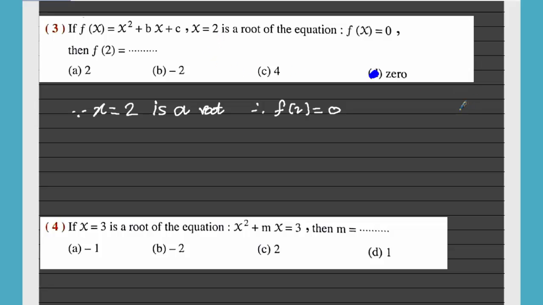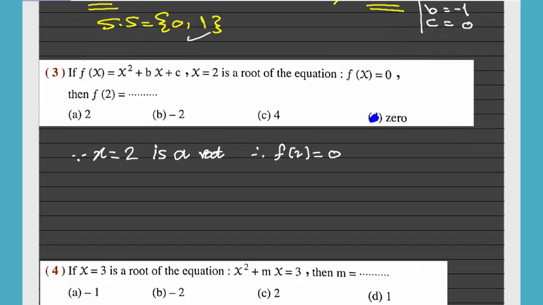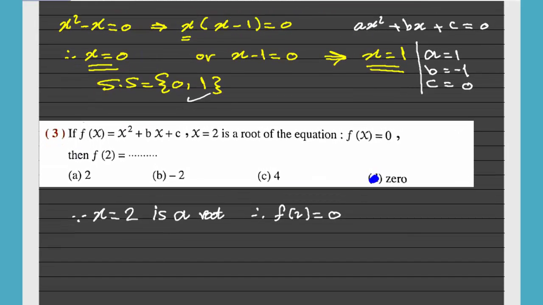So like in the previous question, we have 0 is a root of this equation. When you substitute x equals 0, you will get f of 0 equals 0. Also, when you substitute x equals 1 in the original equation, you will get f of 1 equals 0. Why does f of 1 equal 0? Because 1 is a root of this equation.